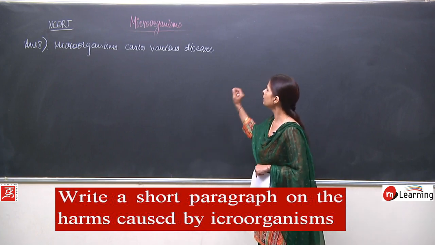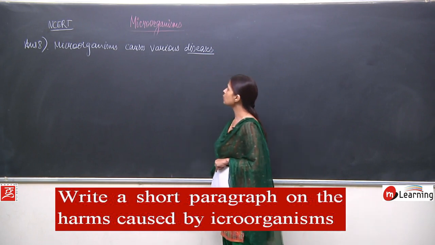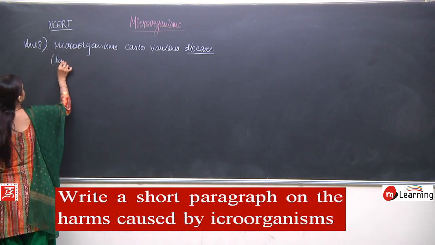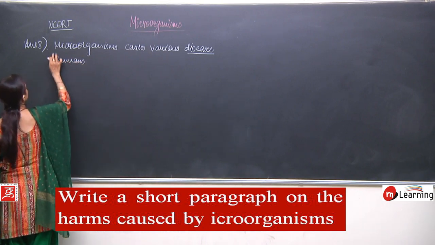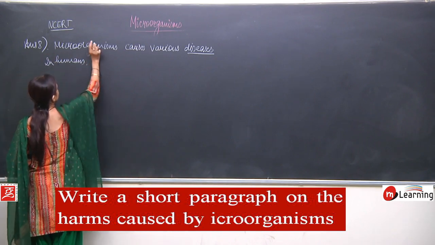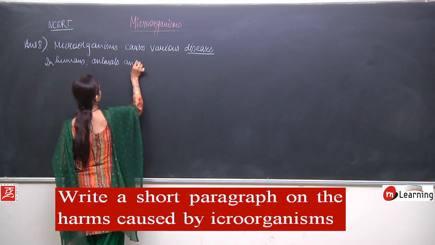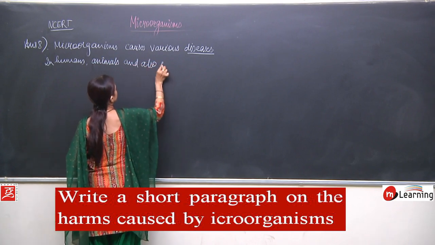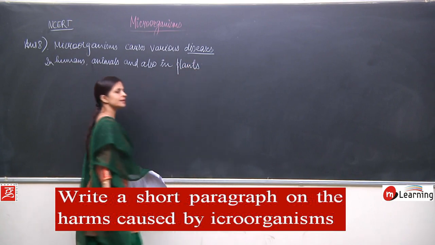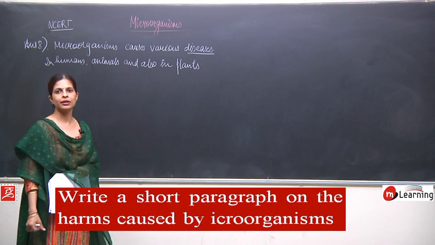So I'll just write here the major 3 things which I'm discussing from the beginning: microorganisms cause various diseases, in humans, animals and also in plants. By writing this sentence and then writing all the names of the diseases, this point can be covered.